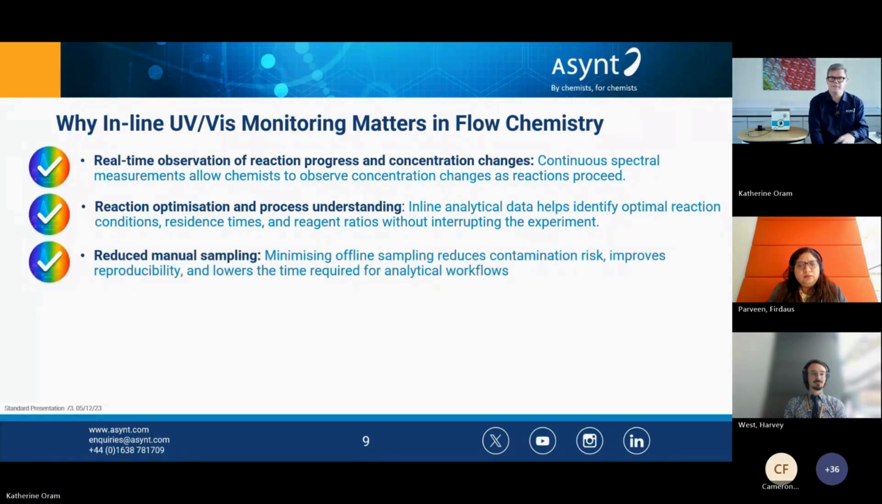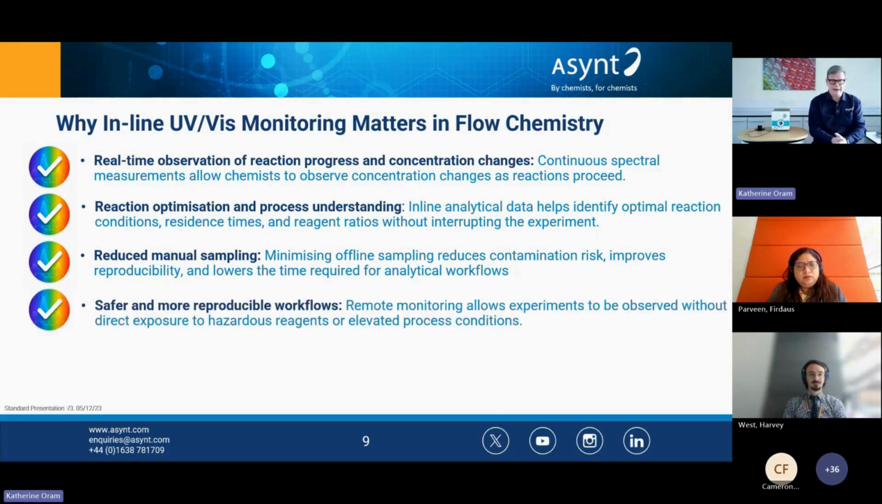With an inline flow cell coupled to the detector, we reduce manual sampling as well. And that has lots of advantages. It minimizes offline sampling, reduces contamination of our samples, improves reproducibility, and lowers the time in our analytical workflow. We don't have to move from lab to lab to find analytical equipment. It can harness safer and more reproducible workflows. So that remote monitoring allows those experiments to be observed without any direct exposure to the hazardous environment for sampling, etc.